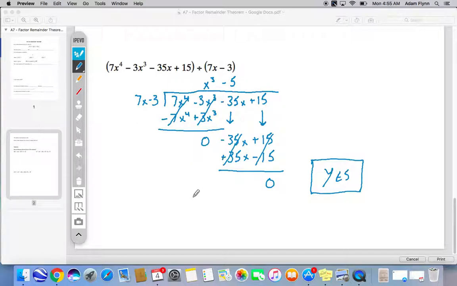At this time, you should be prepared to move on to factor remainder theorem practice A, B, or C.